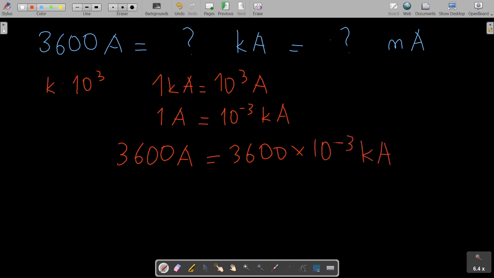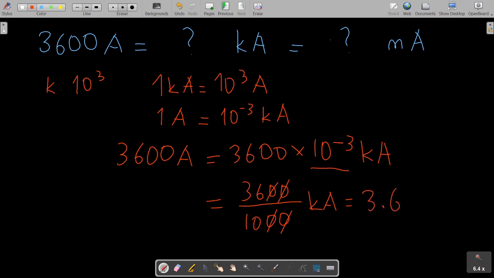This is a minus. Okay, so this means, as we said, it is as if you are dividing by 1000, right? So 3600 is divided by 1000 kiloamp. From here we can get rid of 2 zeros, and then 36 divided by 10 is 3.6 kiloamp. Okay, so this is the answer to the first part, 3.6.